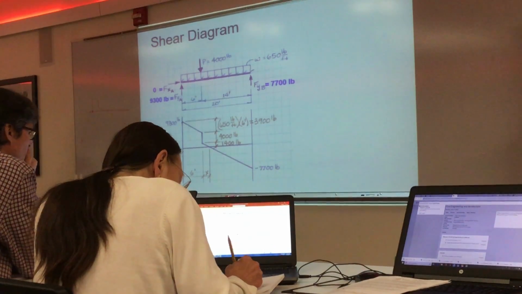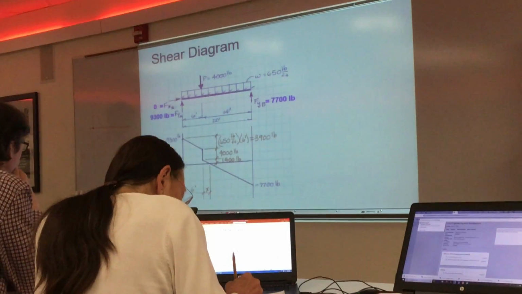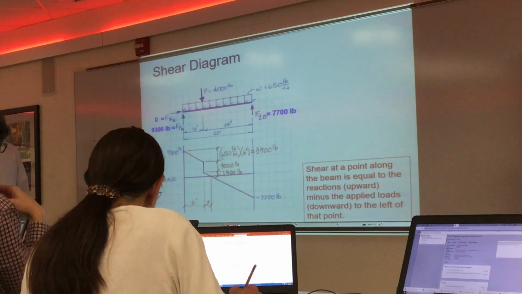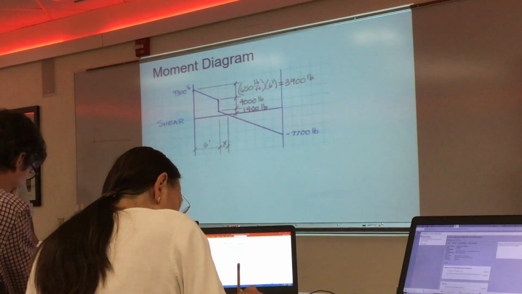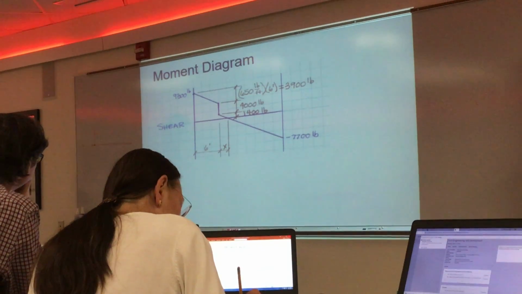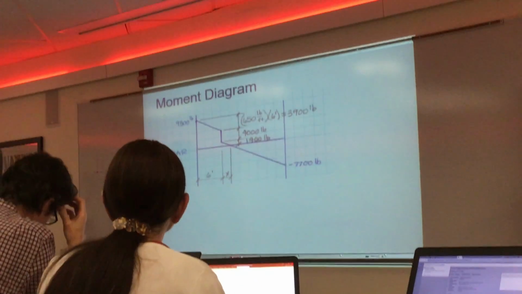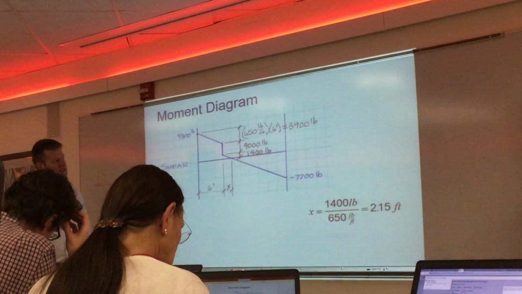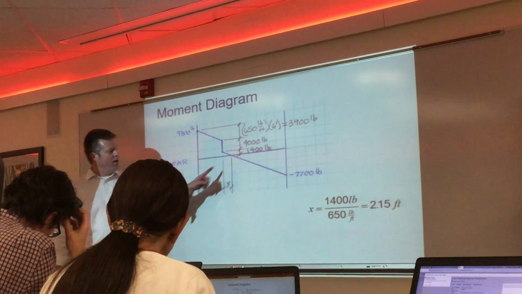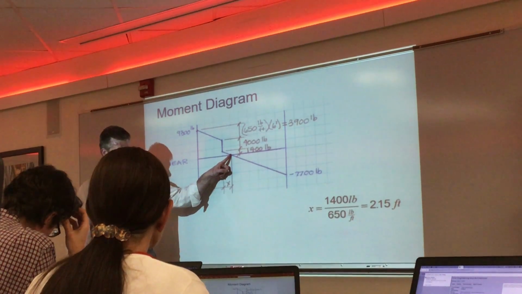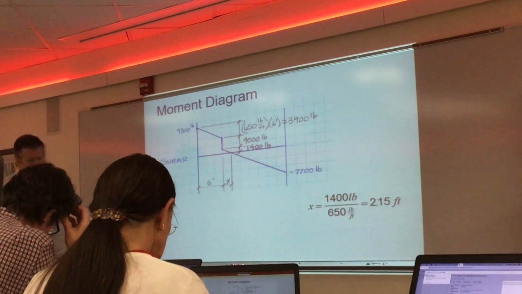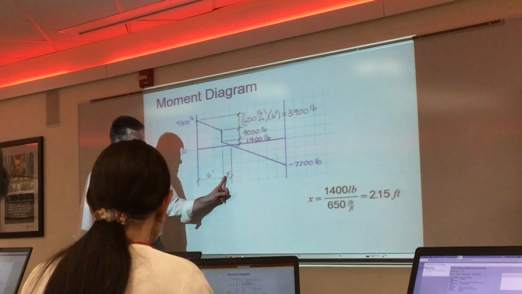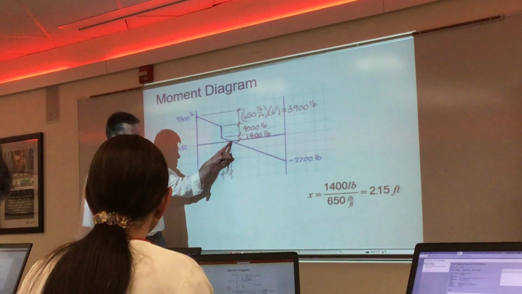Okay, this is the shear diagram. They've got a little discussion of this, which we actually just talked about. Let's draw a moment diagram. I've got the shear diagram, so let's use it to draw the moment diagram. The first thing I need to do is locate where it crosses 0. The location of this distance x is the location from this point where it crosses 0.